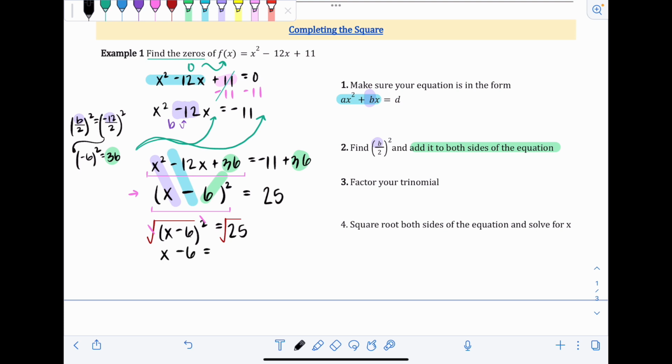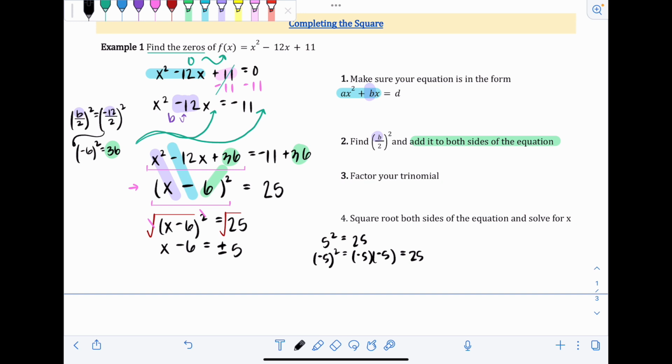So that would leave me with just x minus 6 only, no more exponent. And then the square root of 25 is going to be 5, because 5 times 5 equals 25. But it can also be negative 5. So we would write it as positive or negative 5. And the reason is because 5 squared is 5 times 5, so that's 25. But negative 5 squared means negative 5 times negative 5, and that is positive 25 also, so we have to include both.